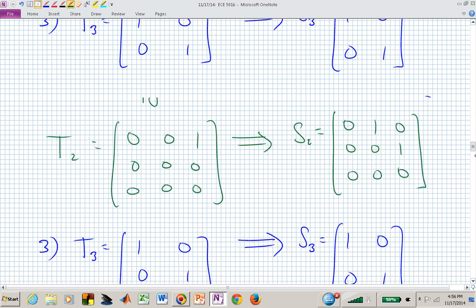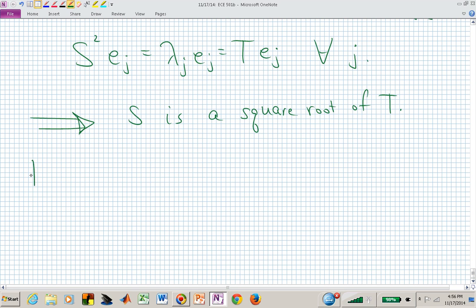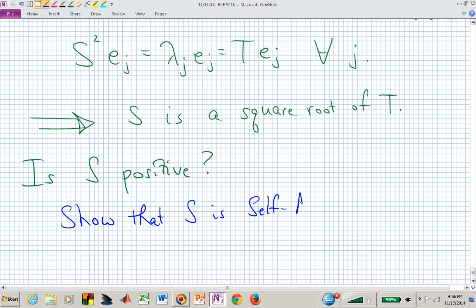All right, so S is a square root. Now let's see if it's positive. Is S positive? First, let's show that S is self-adjoint.